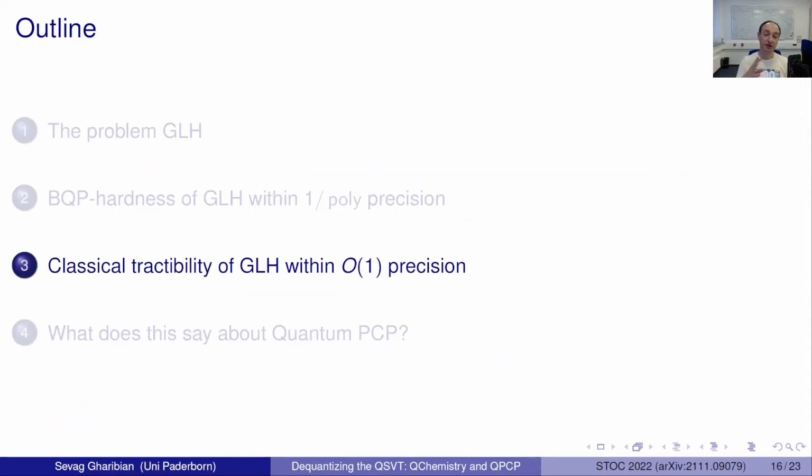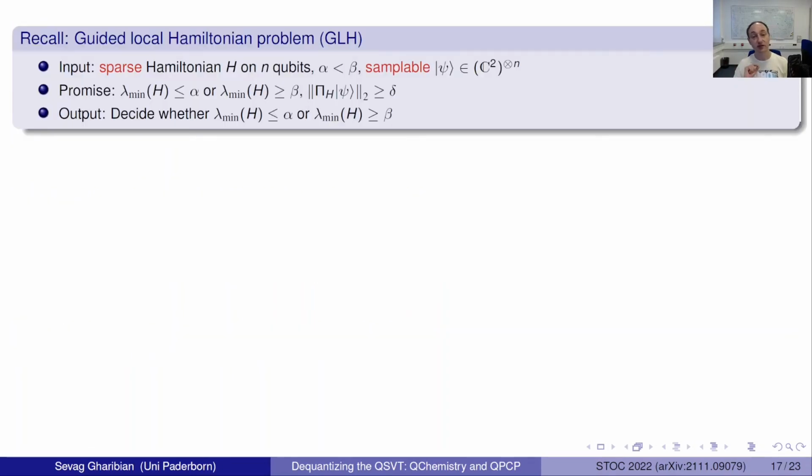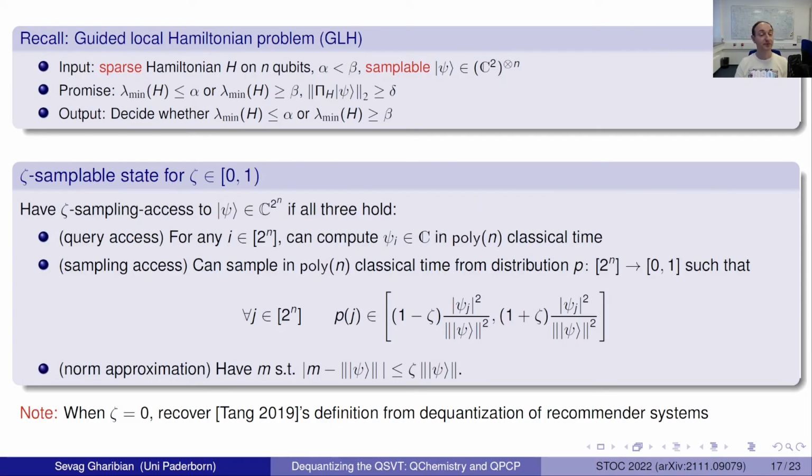Good. So now let's move to the positive result, the classical tractability. And this was within constant precision. And so here, the representation of the state psi we'll use is what I'll call a sampleable state. And I'll define that in just a second. The algorithm doesn't just work for local Hamiltonians, it also works for sparse Hamiltonians. Okay? Good. So what exactly do we mean by sampleable state?